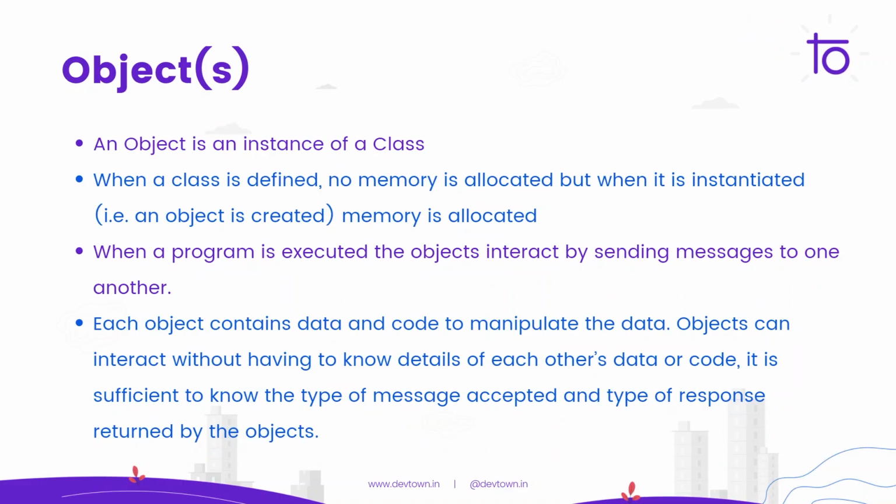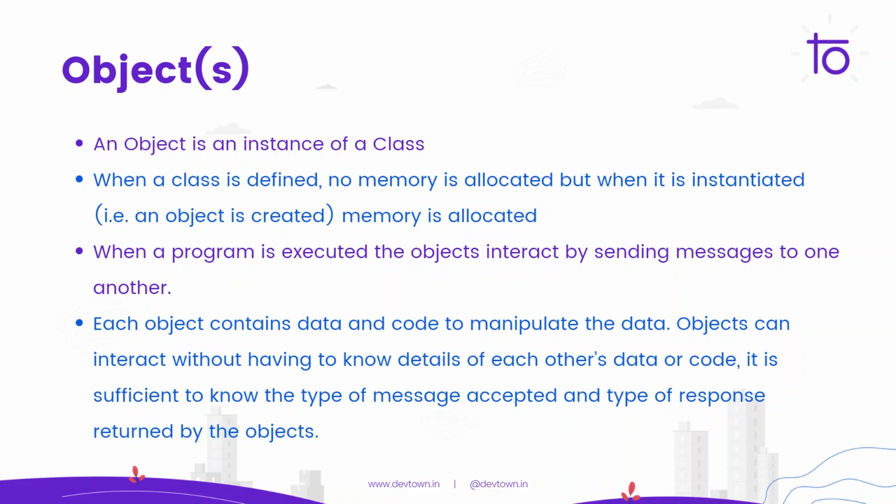What is an object? An object is an instance of a class. So whenever we define a class, there is no memory allocated to it. But when it is instantiated, when we create an object of the class, the memory for each of the data variables defined in that class is allocated.